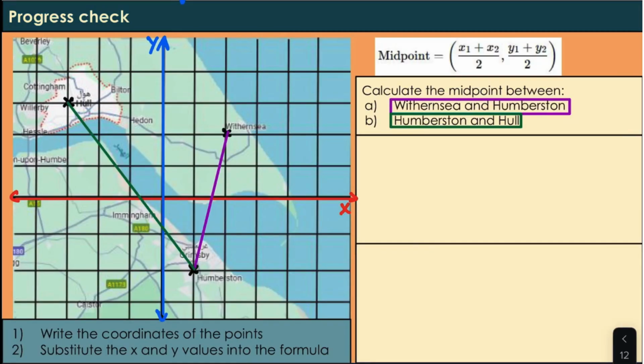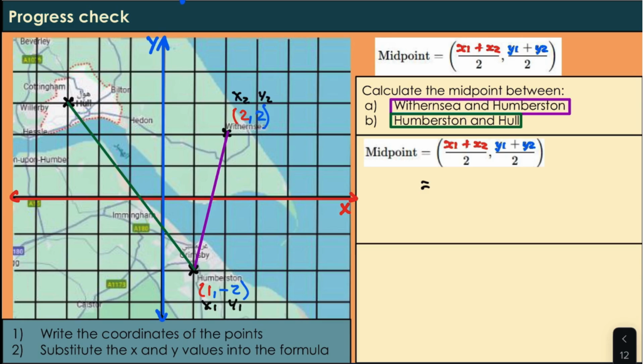Progress check. Have a go yourself, then check your answers with mine. So, calculating the midpoint between Withensea and Humberston. Looking at our pink cross, x value of 1 and a y value of -2. We have an x value of 2 and we have a y value of 2. Humberston is x1, y1. Withensea is x2, y2.